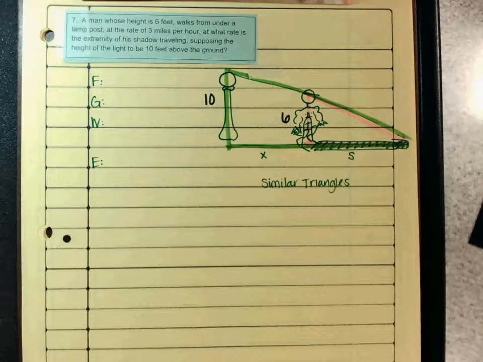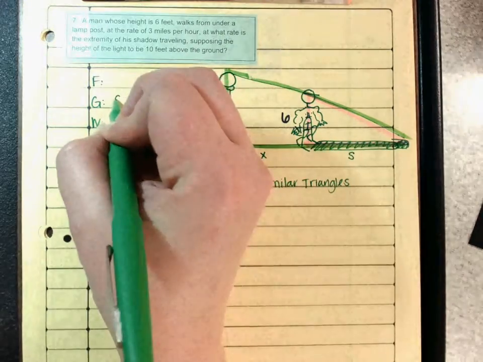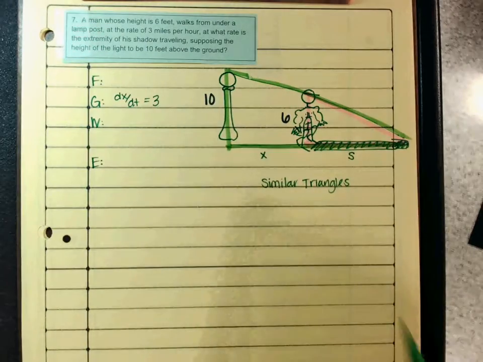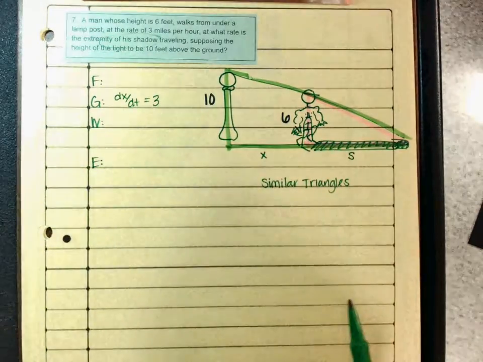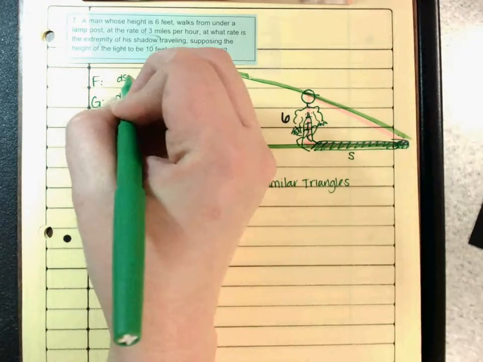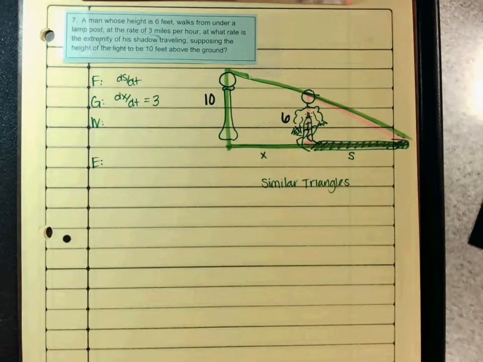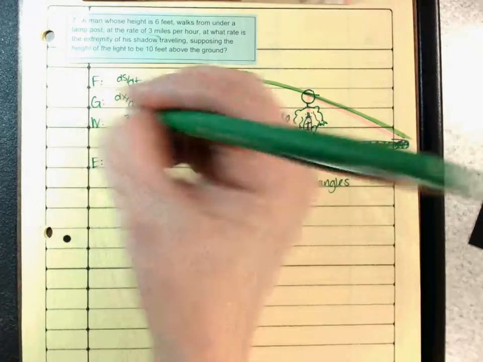Okay, so what do we know about how fast he's walking? What rate is he walking? So dx/dt is 3. What do I want to find? His shadow, that would be ds/dt. Then for my when, it doesn't really give me a when. So I'm just going to put a question mark.